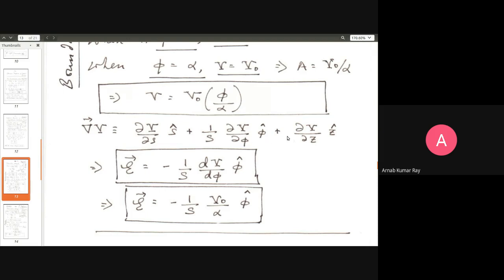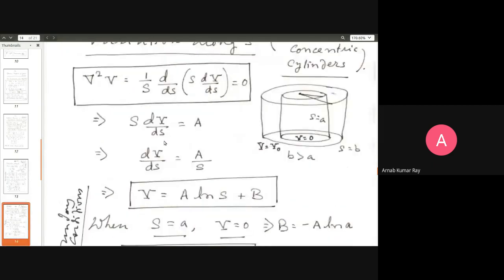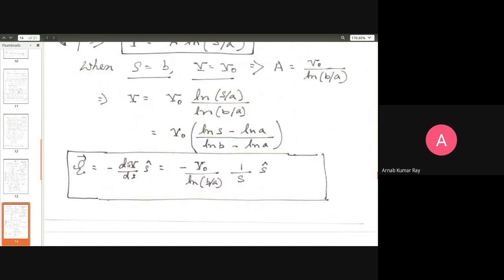So del V del phi will be 0, del V del Z will be equal to 0. You're just left with this thing, and E is the negative gradient of the scalar function. So it will be minus del V del S S cap. So E will be minus dV ds S cap, because we are dealing with a one variable problem.